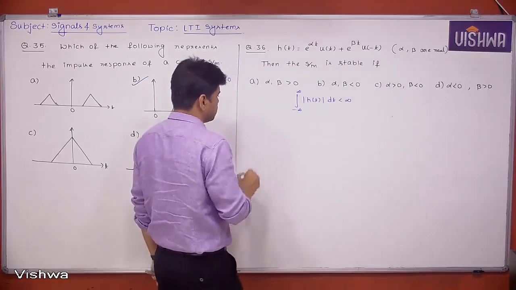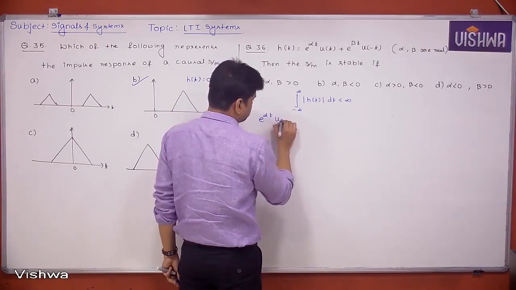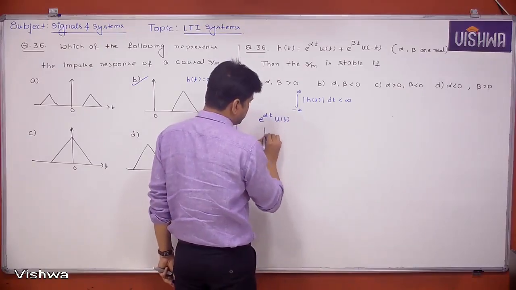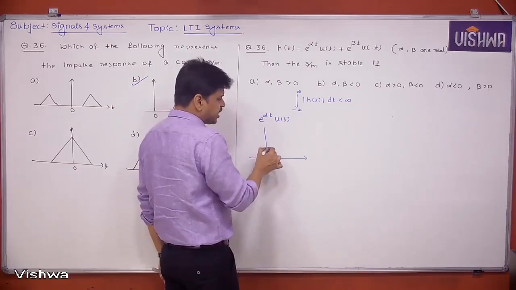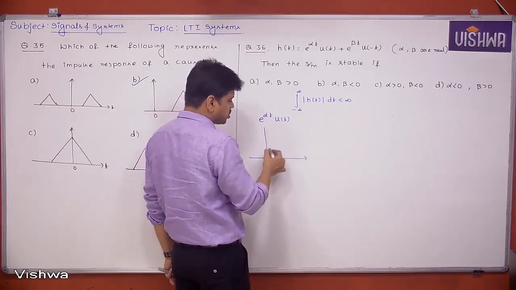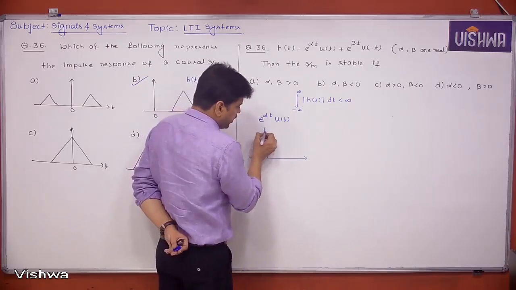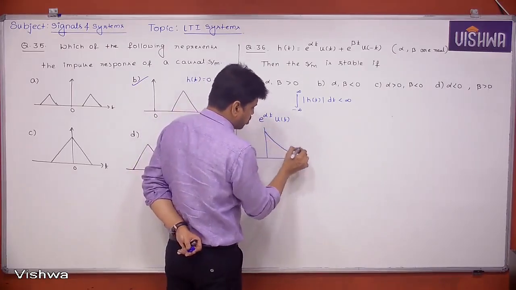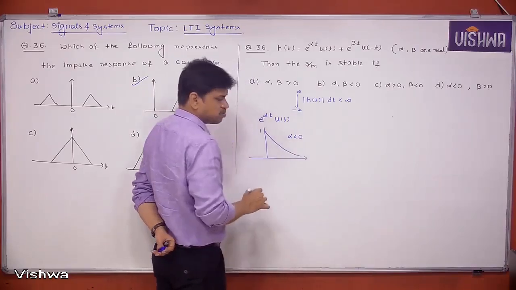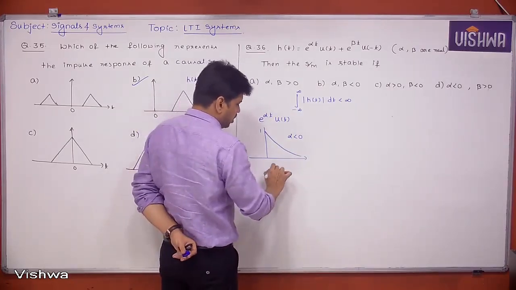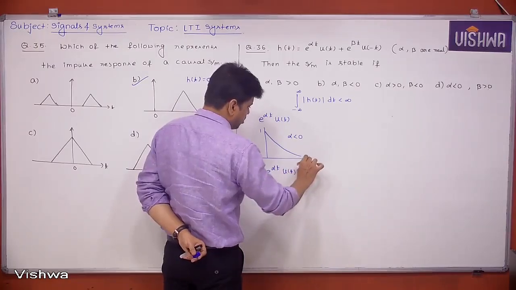This condition has to be satisfied. Let's say first I consider e power alpha t u of t. How does it look? It is a right-sided exponential, so it may be a decaying exponential or a growing exponential. It is going to be a decaying exponential when alpha is less than 0. E power alpha t u of t may look like this also.